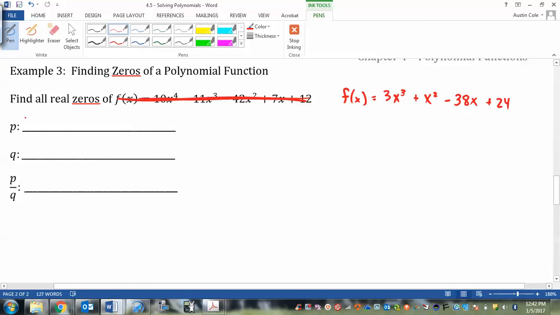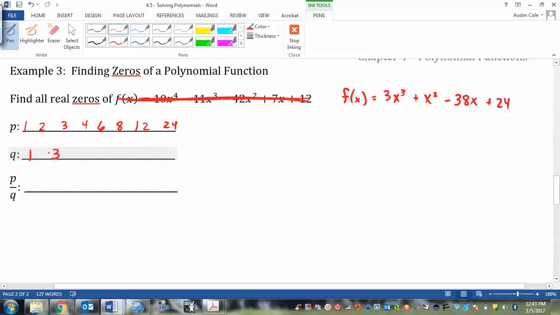Factors of 24 are 1, 2, 3, 4, 6, 8, 12, 24. Guys, it should be like 1 and 24, 2 and 12, 3 and 8, 4 and 6. Okay? Now, Q. What are factors of 3? Because again, Q is our leading coefficient. Factors of 3 are 1 and 3.